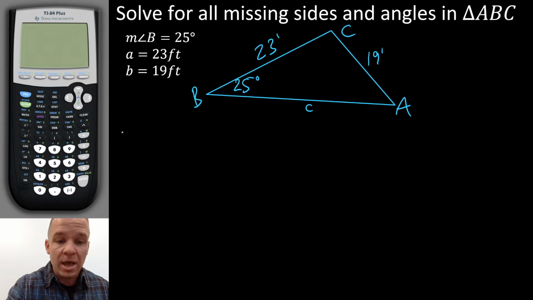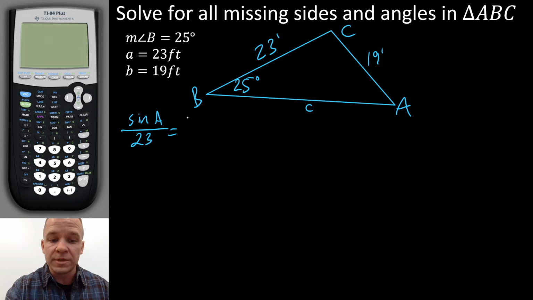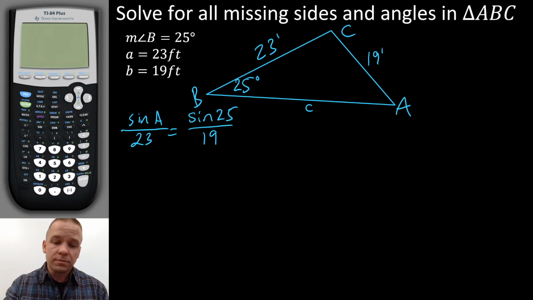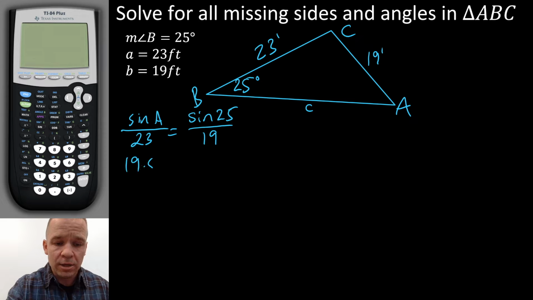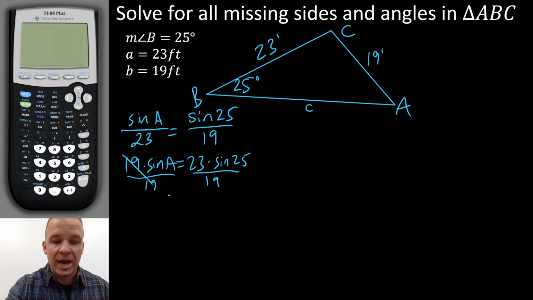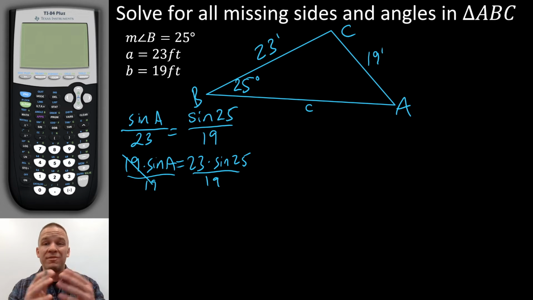So let's set that up. I'm going to have the sine of angle A over its side of 23 feet equals the sine of angle B, which is 25 degrees, divided by its side across from it, which is 19. And now I can cross multiply and solve. So I'll have 19 times the sine of angle A equals 23 times the sine of 25, and then I'll divide by 19 on both sides. That's going to give me sine of A. I'm going to have this terrible decimal.